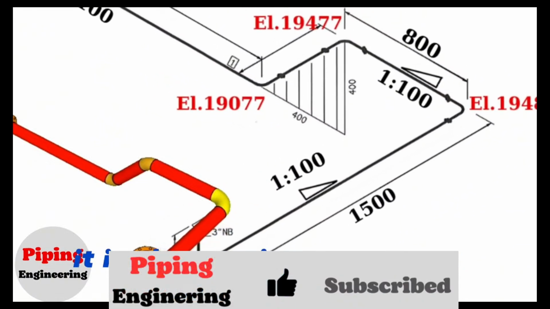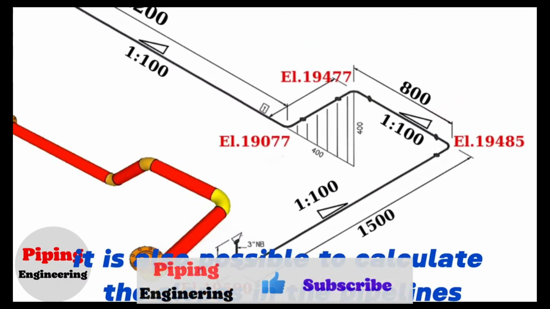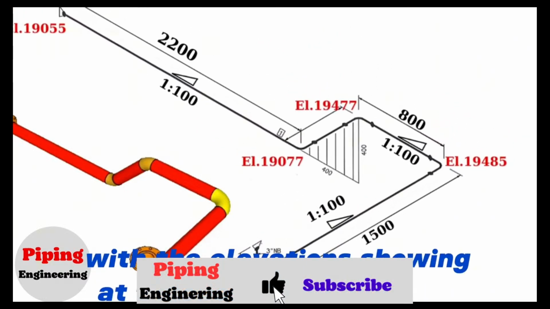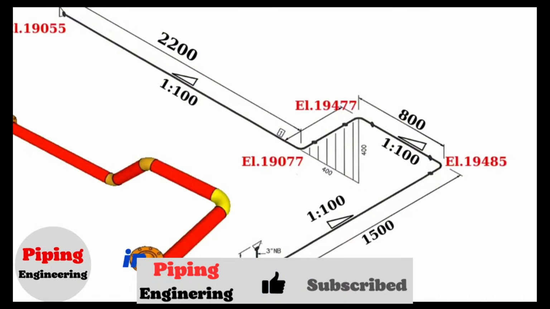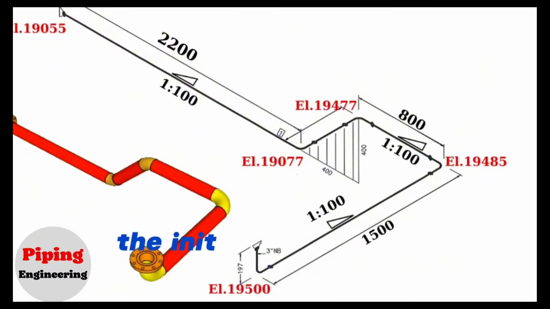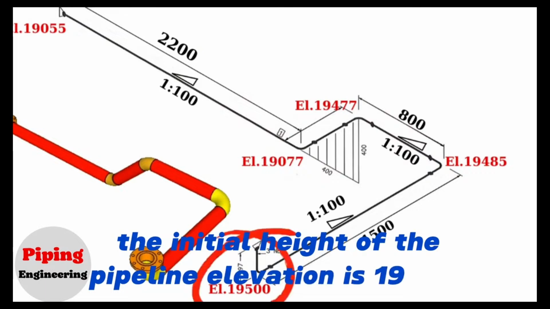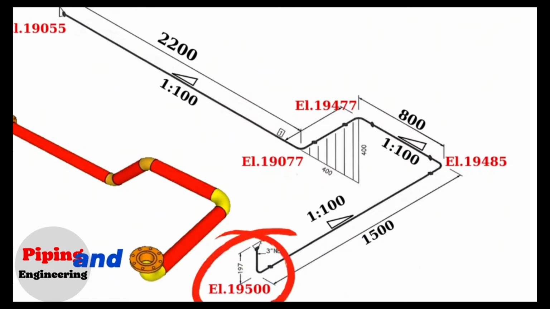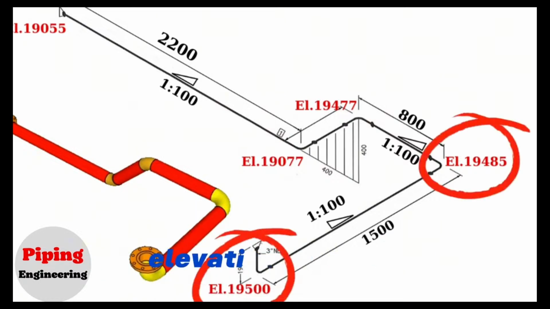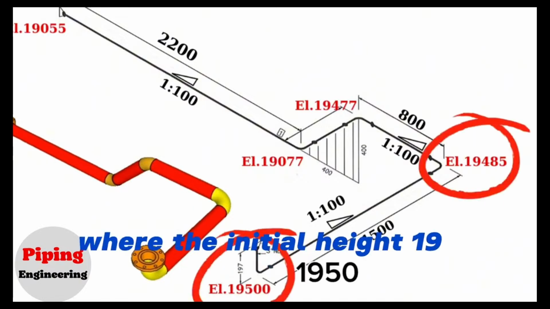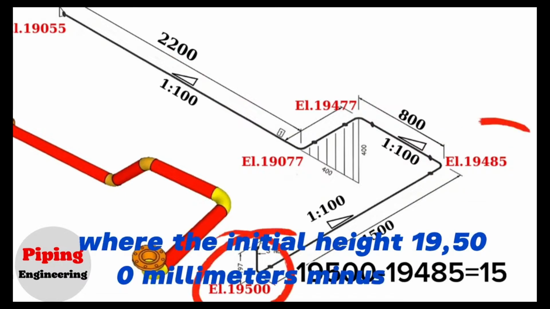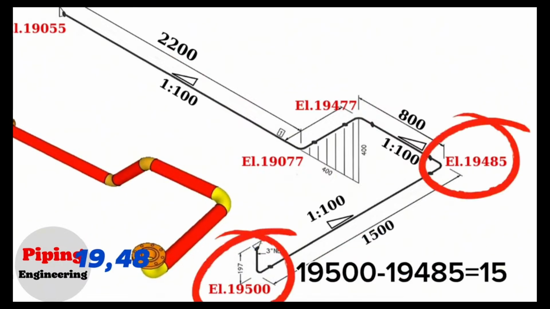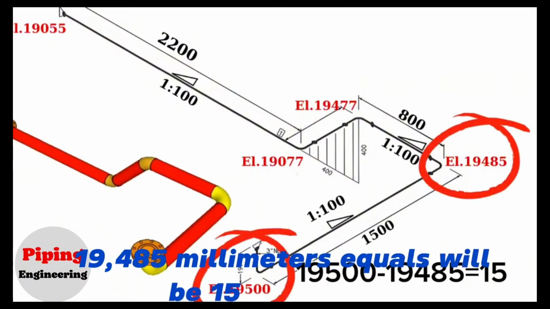It is also possible to calculate the slopes in the pipelines with the elevations shown at the turns in the pipeline. In this piping isometric drawing, the initial height of the pipeline elevation is 19,500 millimeters, and the height of the pipeline at the second turn with a slope of 1:100 is 19,485 millimeters. So the initial height 19,500 mm minus the second height 19,485 mm equals 15 mm.